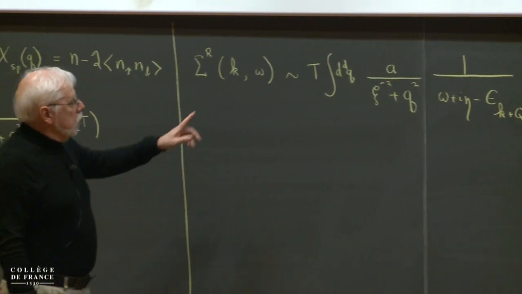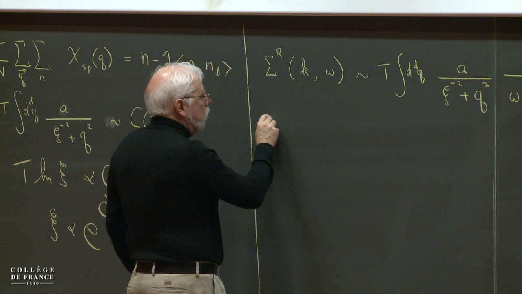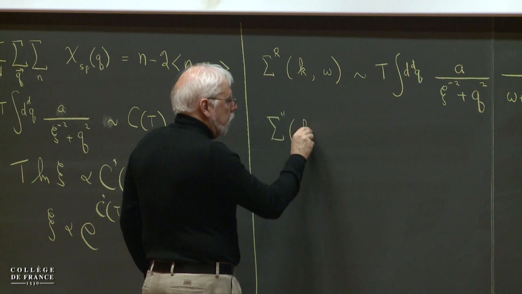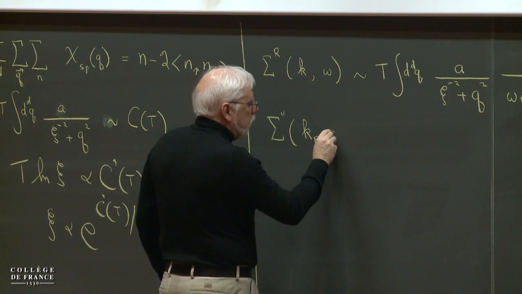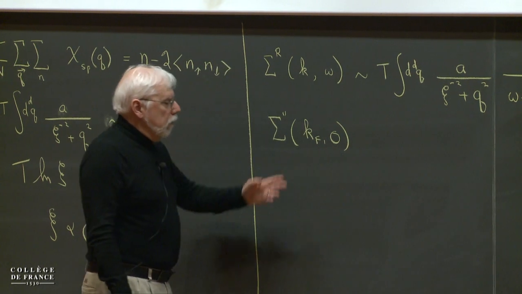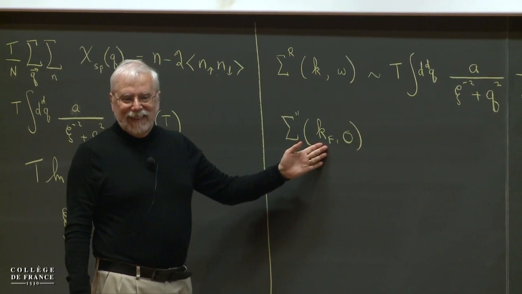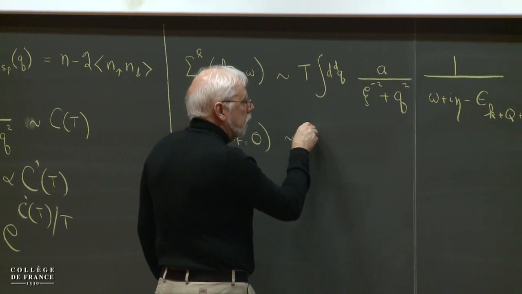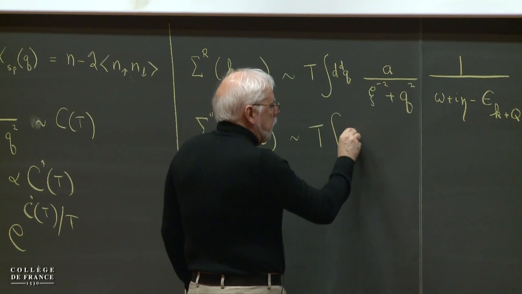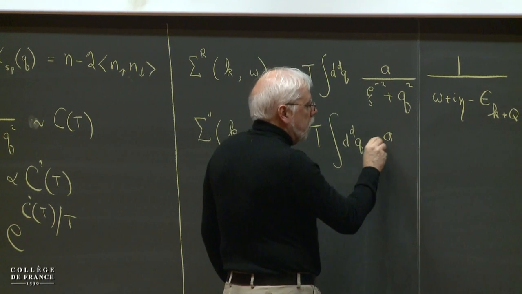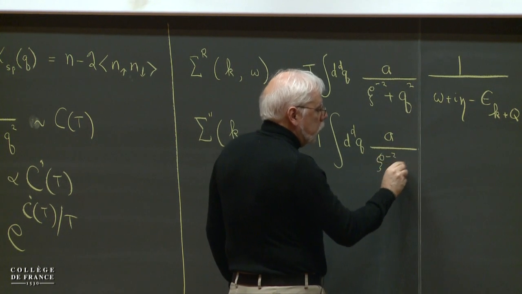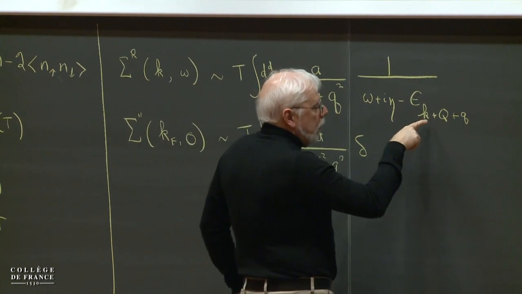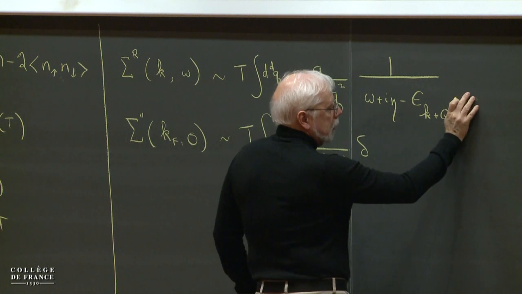Now, suppose I want to know the imaginary part of the self-energy at the Fermi wave vector and at zero frequency. In Fermi liquid theory, this is 0 at 0 temperature. Okay? Now, what will it be here? Here it will be T times integral d^d q times A divided by xi^-2 plus q squared times delta. Okay, omega is 0.